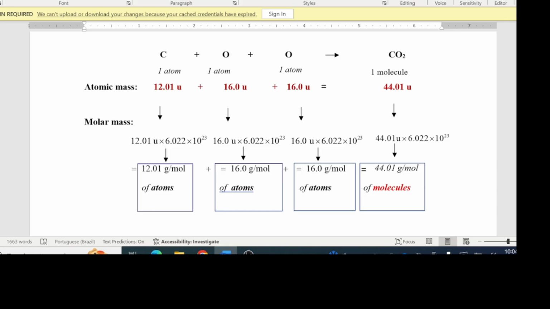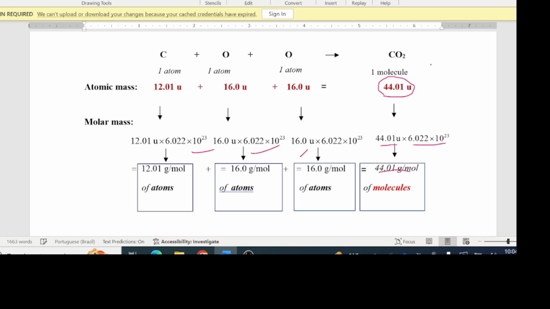Or you can do it like this. This is the molecular mass, and you have a mole of that. So you take the mass for the molecule here, which is this. So this is the molecular mass for carbon dioxide. You can take that and multiply it by Avogadro's number, and you get its molar mass here, which is the same as adding this, and adding this.